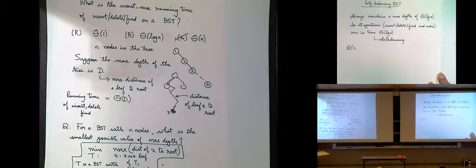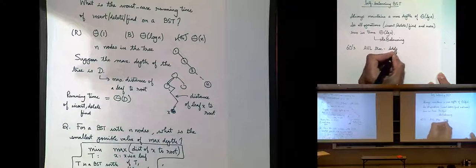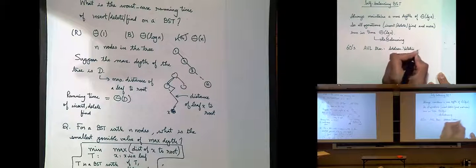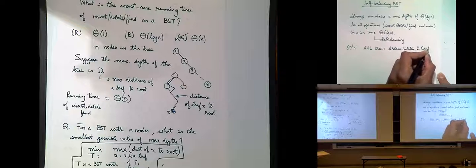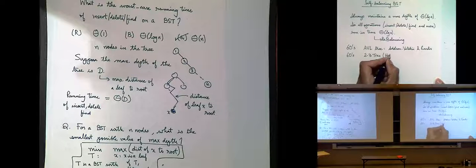They first came up in the 60s, and there's something called the AVL tree. And it's AVL because it's by Adelson, Velsky, and Landis. And I believe this was the first self-balancing binary search tree. There's another one in the 60s that came out that is called a 2-3 tree. This is by Hopcroft.